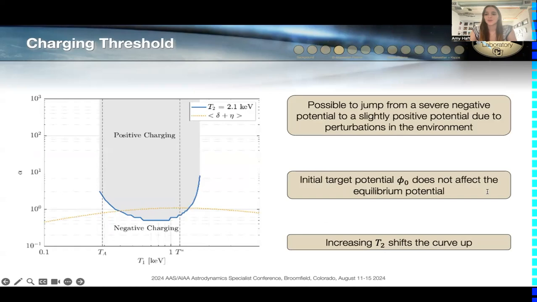The charging threshold refers to the onset of negative charging in a particular space environment. In a bi-Maxwellian plasma, variations in the environment can cause the potential to jump between negative and positive potentials. This figure shows the charging threshold curve at a particular T2. Increasing T2 would cause the curve to shift upward. The key is that the initial target potential does not dictate the value of the equilibrium potential, as that's decided entirely by the environment.